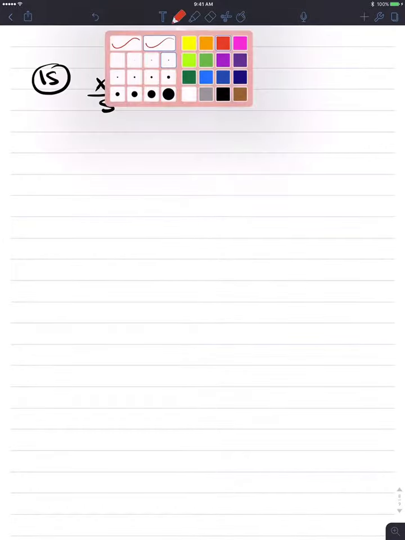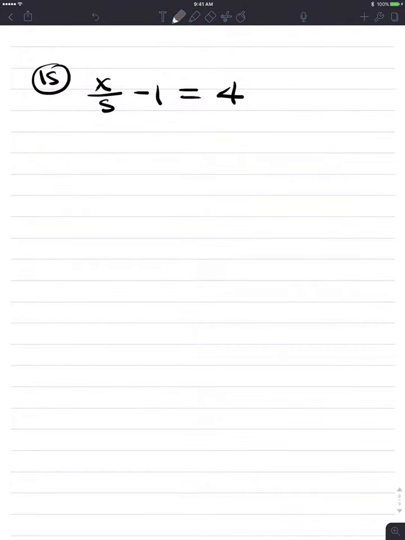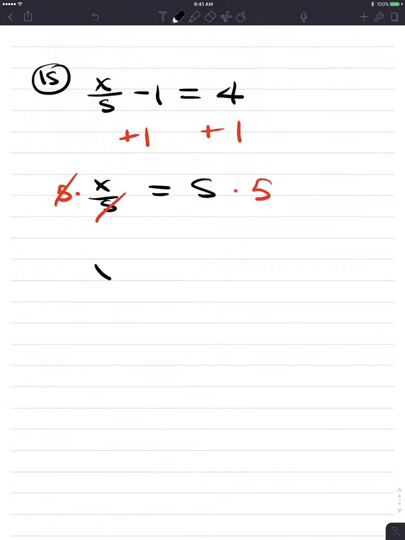Number 15. x over 5 minus 1 is 4. We're going to have to undo two operations: division with 5 and subtraction with 1. We always undo addition or subtraction first. In this case, we undo the subtraction by adding 1 to both sides. We end up with x over 5 is 4 plus 1, which is 5. We're going to undo the division of x by 5 by multiplying both sides by the number doing the dividing, in this case 5. We end up with x equals 5 times 5, which is 25.